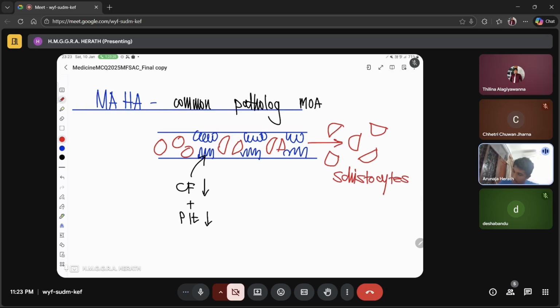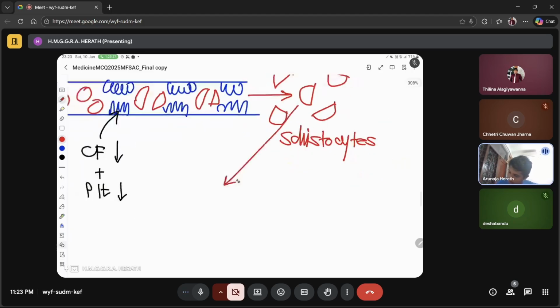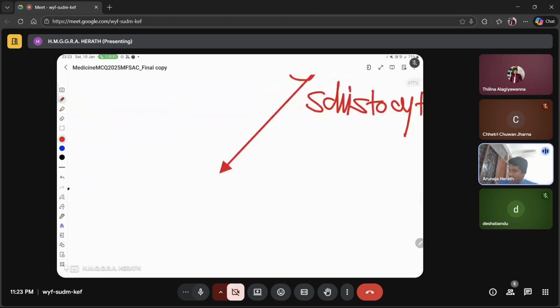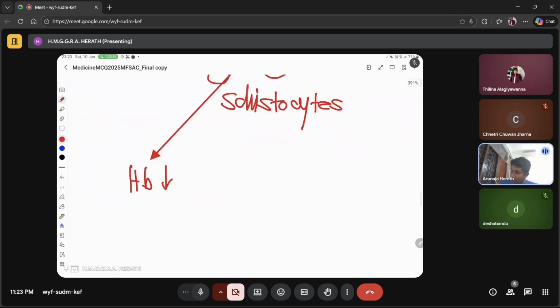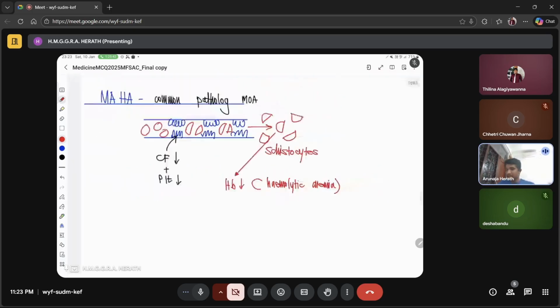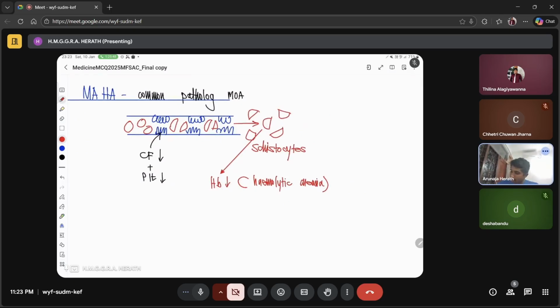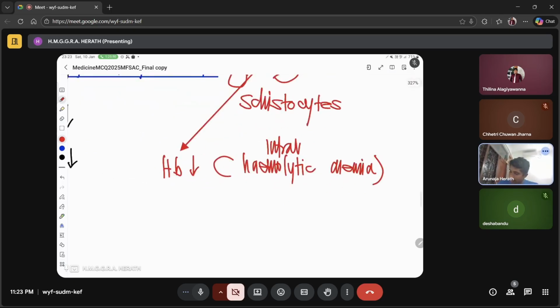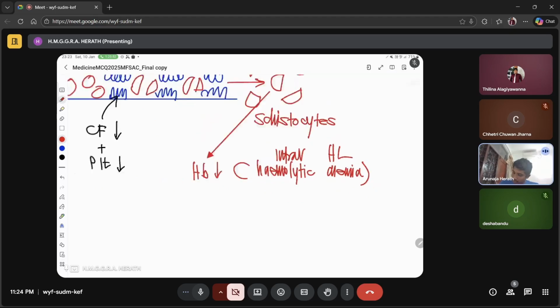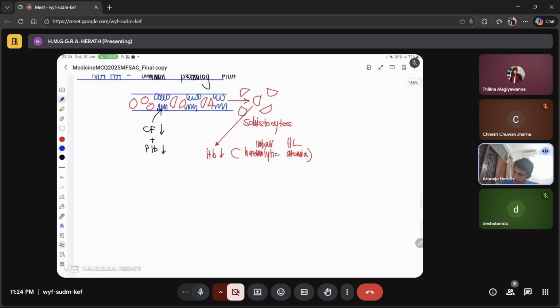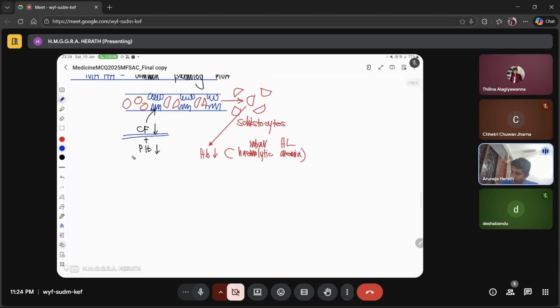Right? And then also when RBCs are destroyed, what will happen to the hemoglobin level? Reduced. And also what will they have? They will have hemolytic anemia. Why will they have hemolytic anemia? Because RBCs are cut into small pieces inside the blood vessels. So it's like intravascular hemolysis. So the common features of this is clotting factors reduced.